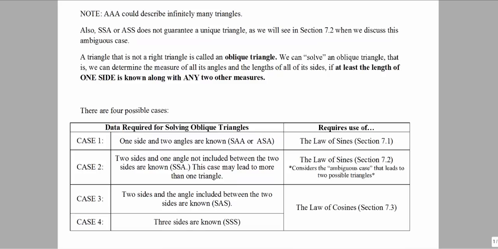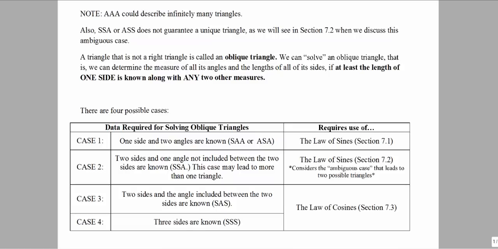So in Chapter 7, we will be solving oblique triangles. That means we'll be given three pieces of information about the triangle, and we'll be asked to determine the three unknown parts of the triangle. There are four cases that we will be looking at here in Chapter 7. In Case 1, we will be given something like side, angle, angle, or angle, side, angle, and we will use what we call the law of sines in order to solve that in section 7.1.